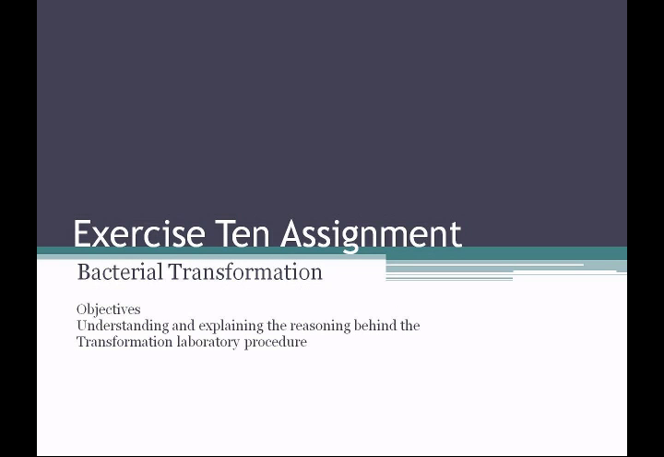The exercise 10 assignment you're going to be completing before you do the lab. This is on bacterial transformation, where you'll be transforming E. coli from an organism that doesn't glow in the dark to one that does. You'll be using a plasmid to do this, and this procedure is related to what you are doing in lecture with the microbial genetics assessment.